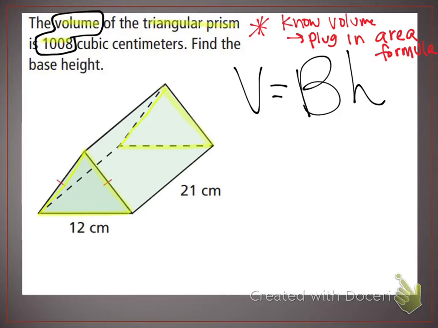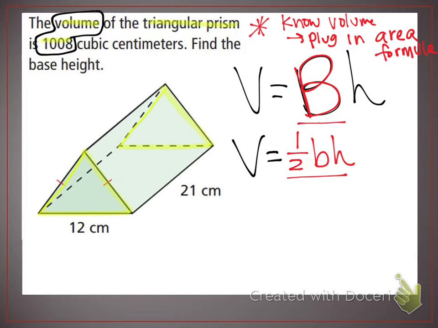So that means not going off to the side and finding the area, but actually plugging it in. So where it says B for area of the base, we're actually going to plug in the formula for the area of the base. The shape of the base is a triangle. So what is the area formula for a triangular base? 1/2 base times height.